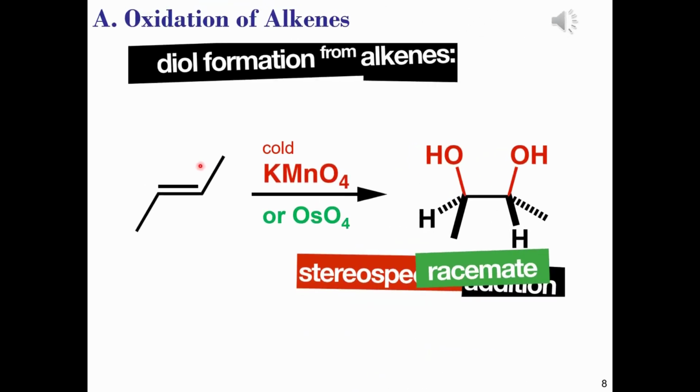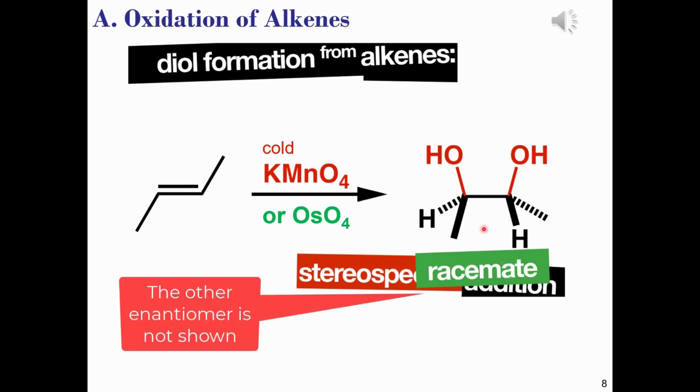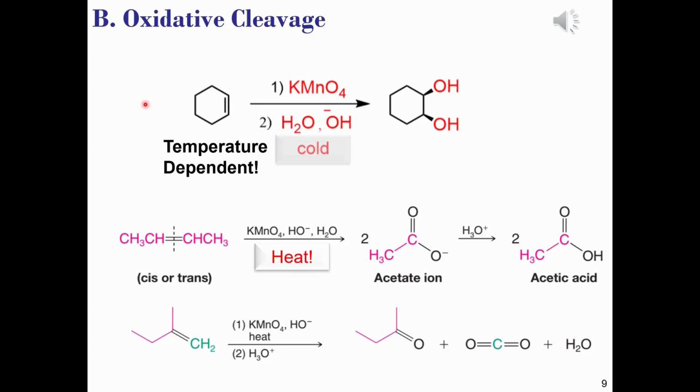An acyclic trans or E-alkene with the same R groups either side of the double bond leads to a racemate. Though both diols are possible, the attack, like before, comes from either above, which is the case for this alkene, or from below, which would be responsible for the other enantiomer. This concludes part A.